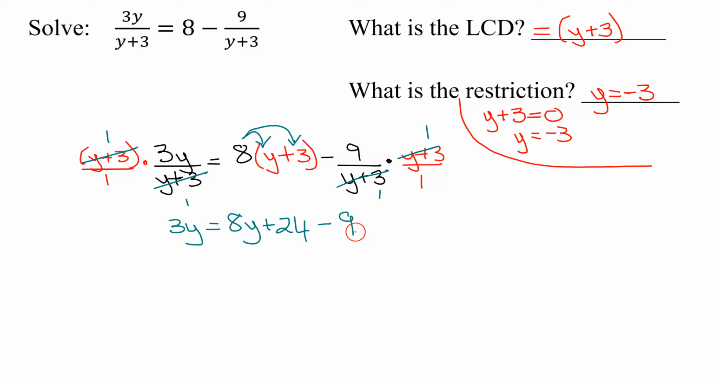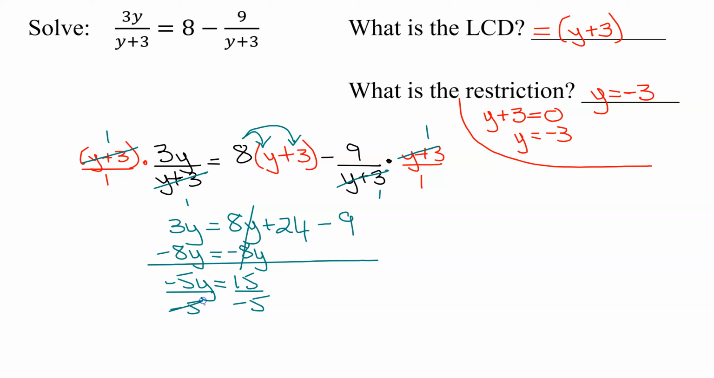I have a simple linear equation. I think I'm going to collect my y's on the left, and so I'm going to subtract 8y from both sides. So I get 3y minus 8y is -5y equals 8y minus 8y is 0, and 24 minus 9 is 15. Now to get y by itself, divide both sides by -5. So I've isolated the y on the left-hand side, and I get y equals 15 divided by -5 is -3.